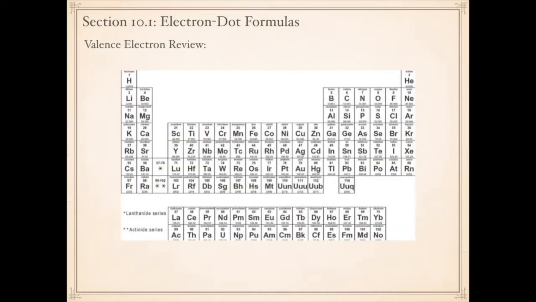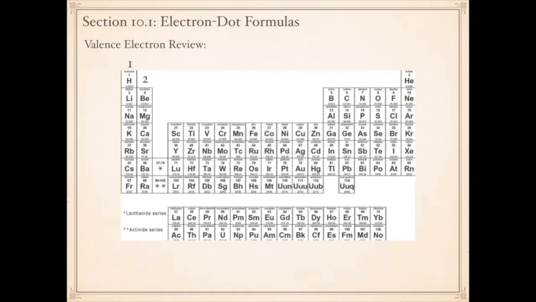So in this chapter, I'm going to introduce the concept of Lewis dot diagrams. But in order to do that, we need to review valence electrons. So remember, the periodic table is very helpful because it shows us how many valence electrons elements have. If you're in group 1, your alkali metals and hydrogen, you have 1 valence electron. If you're with your alkaline earth metals, you have 2.